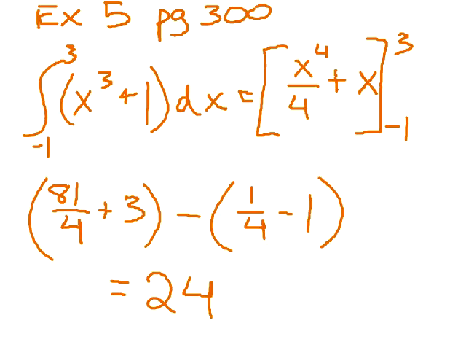An example of this is on page 300, example 5. They want you to evaluate the integral from negative 1 to 3 of x to the third plus 1 dx. When you take the integral of this, you get x to the fourth over 4 plus x. And then you're going to take that from negative 1 to 3, because those are your limits. When you plug in 3, you get 81 over 4 plus 3. And then when you plug in negative 1, you get 1/4 minus 1. When you simplify this down, it's going to equal 24.